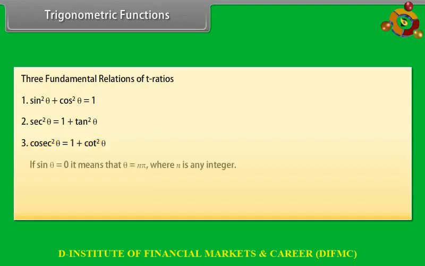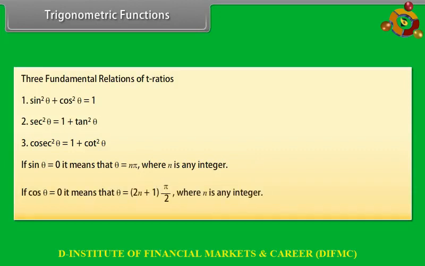If sine of theta equals 0, it means that theta equals n pi, where n is any integer. If cos of theta equals 0, it means that theta equals (2n plus 1) pi by 2, where n is any integer.